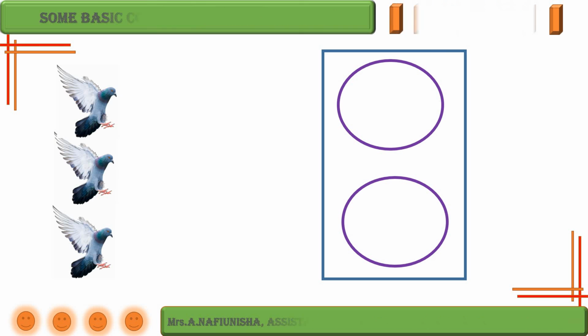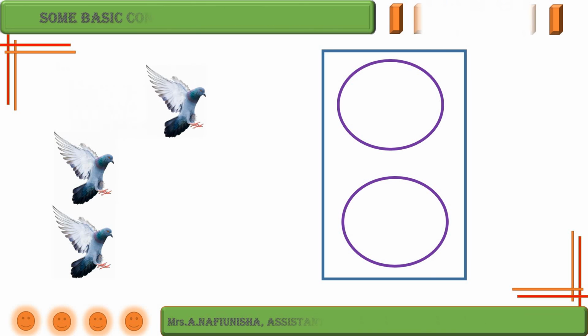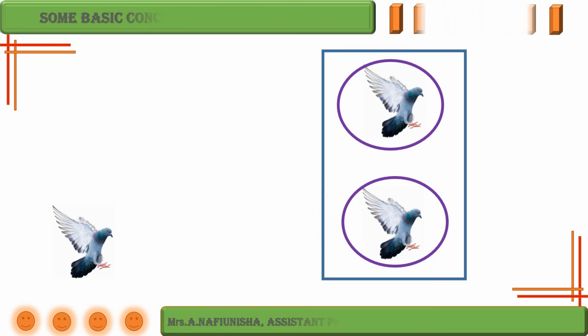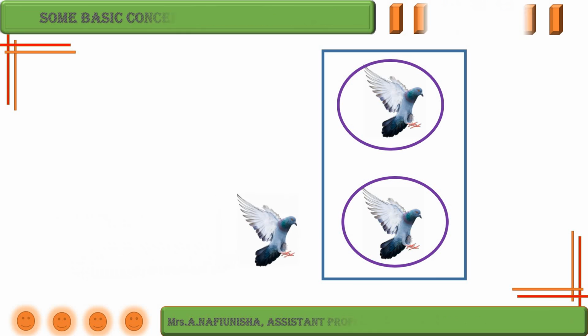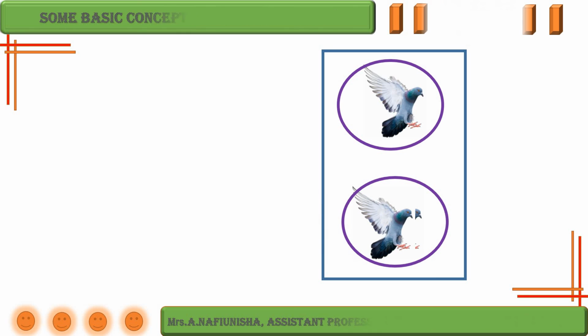If 3 pigeons occupy 2 holes, then there must be one of the holes with at least 2 pigeons. A function from one finite set to a smaller finite set cannot be one-to-one. There must be at least two elements in the domain that have the same image in the codomain.